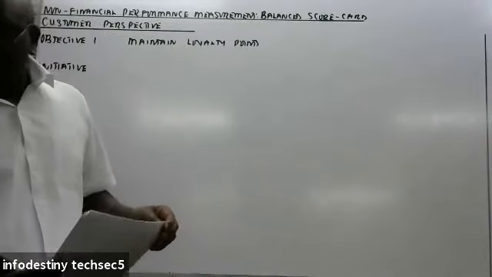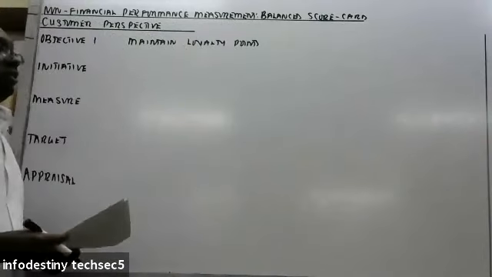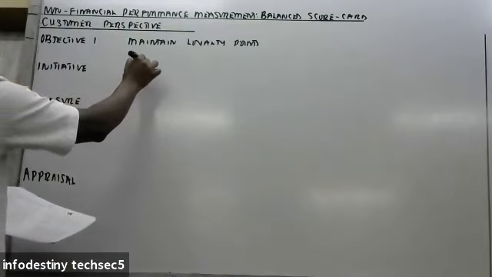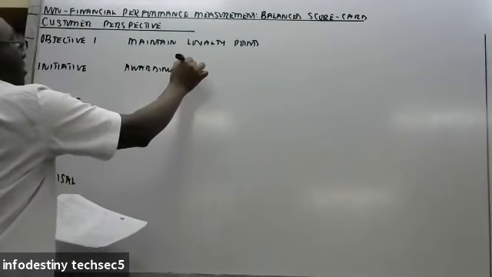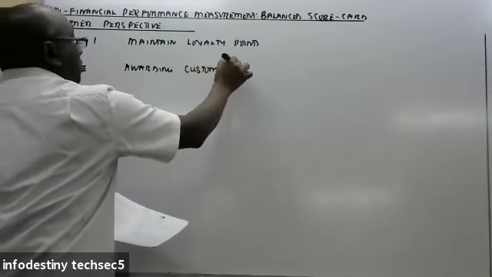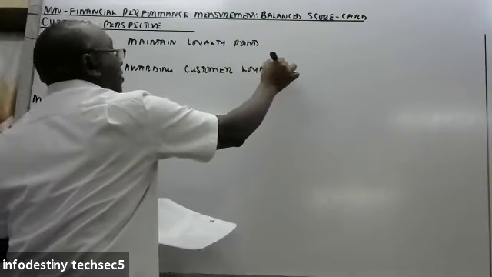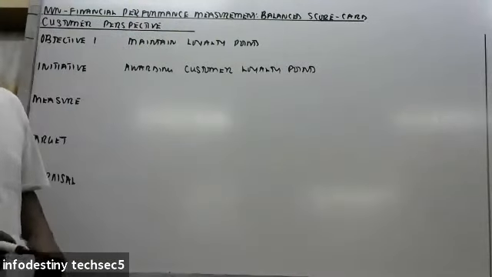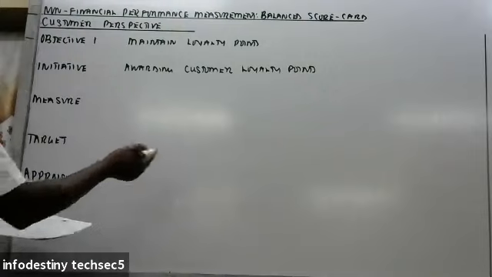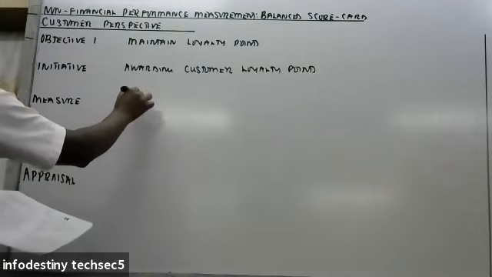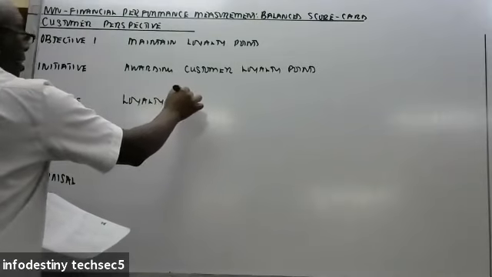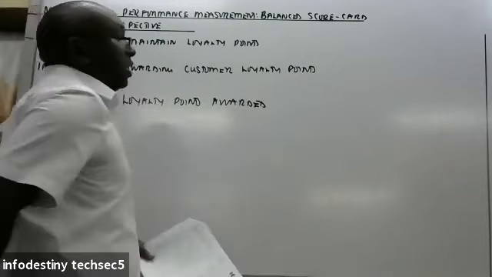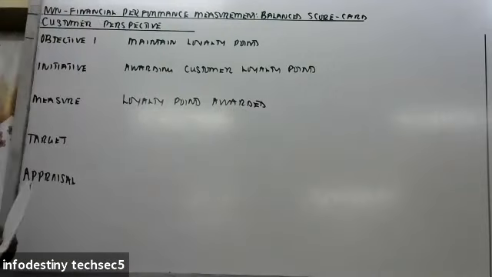So why are they doing this? Or what is the initiative? The initiative, or how it will be done, is awarding customer royalty points. That is how it will be done. They will award royalty points. And then what is the measure? How do we check? It is the royalty points awarded. That is what we shall check. The royalty points that have been awarded.